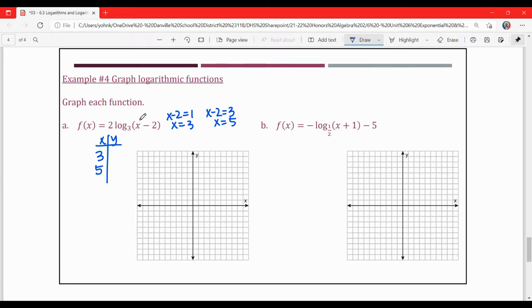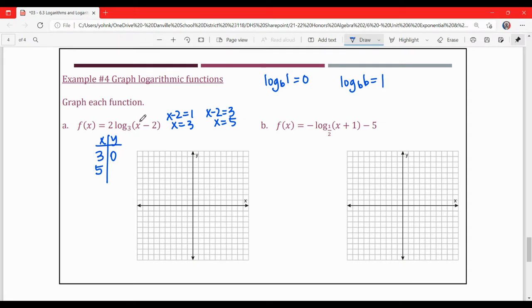So if I plug in 3, 3 minus 2 is 1. Log base 3 of 1 is 0, times 2 is 0. A couple of things to remember. If you have log base b of 1, the answer is always 0. If you have log base b of b, the answer is always 1. So by using these two properties, I can make the graphing a lot quicker.